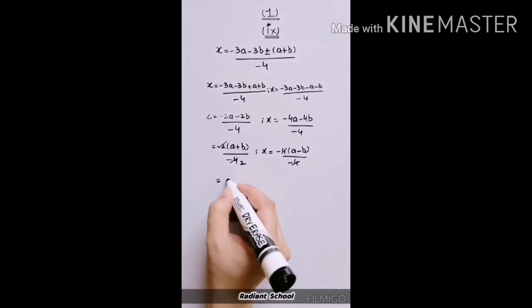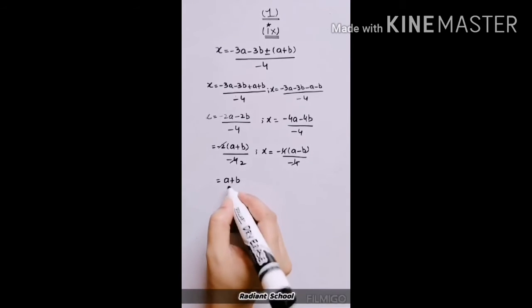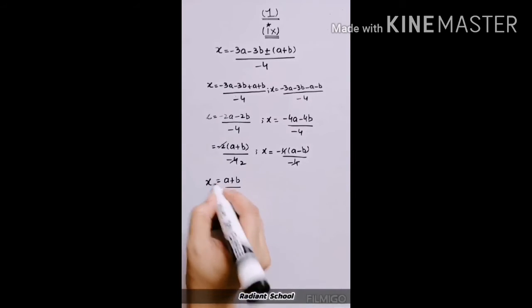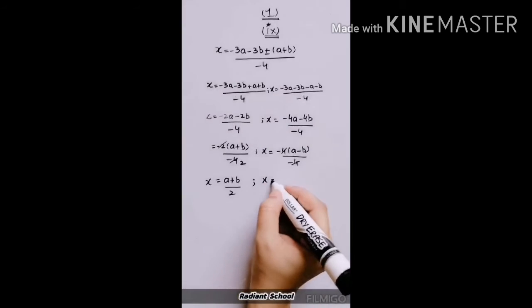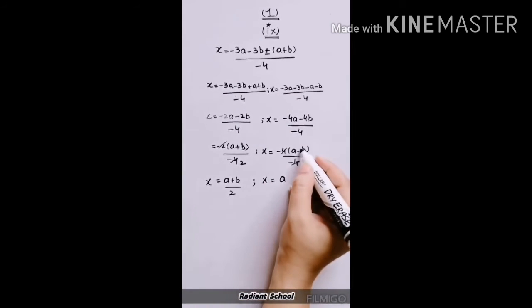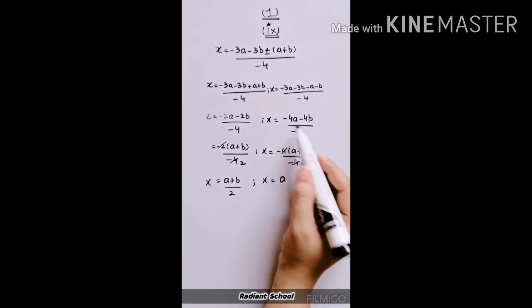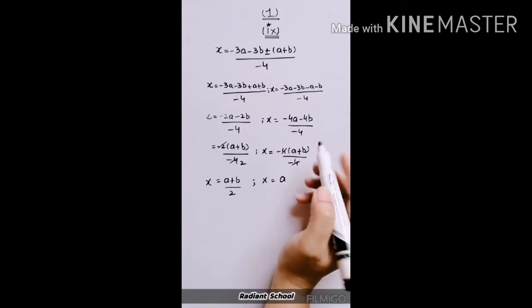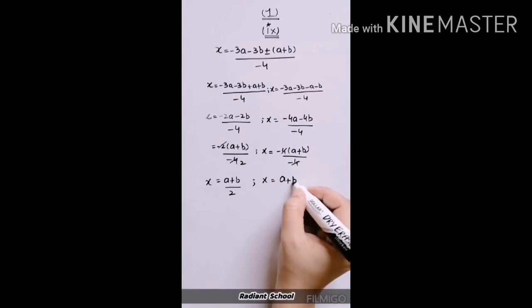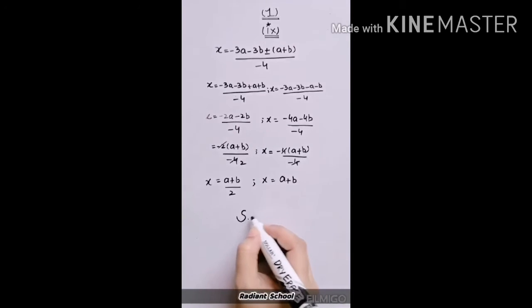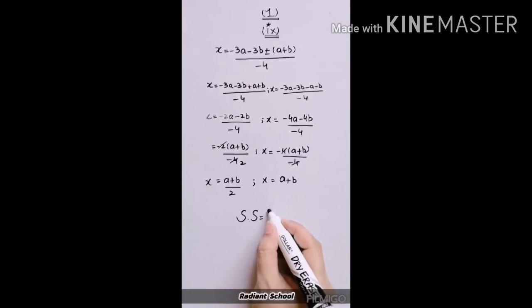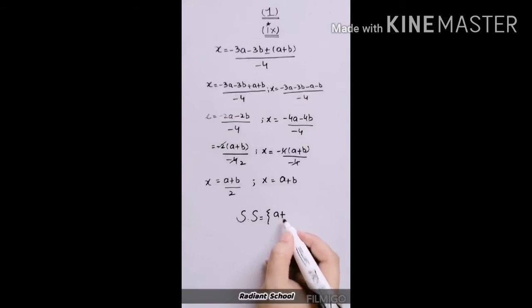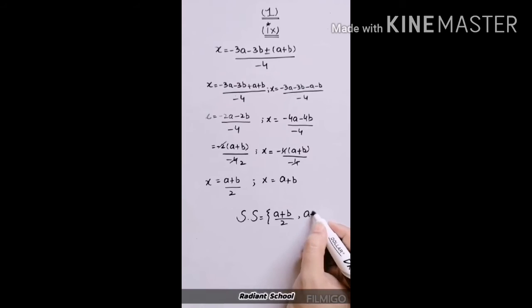Now we are having the final answer, x is equal to a plus b divided by 2, and x is equal to a plus b, because when we take minus 4 common, the sign inside the bracket will be changed, a plus b. So our solution set is a plus b by 2 and a plus b. So this is our solution set.